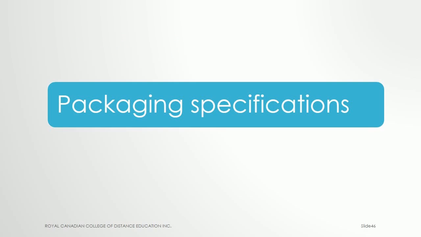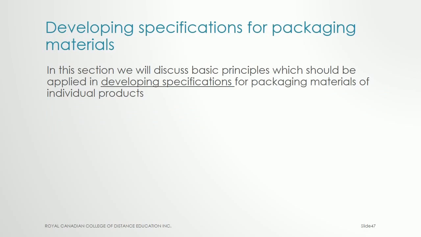In this last section of this presentation, I will discuss packaging specifications. I will describe the general considerations to be made when you are setting specifications for your packaging material. I will only consider the primary packaging material which comes in contact with the product. Developing specifications for packaging materials. In this section we will discuss basic principles which should be applied in developing specifications for packaging materials of individual products.